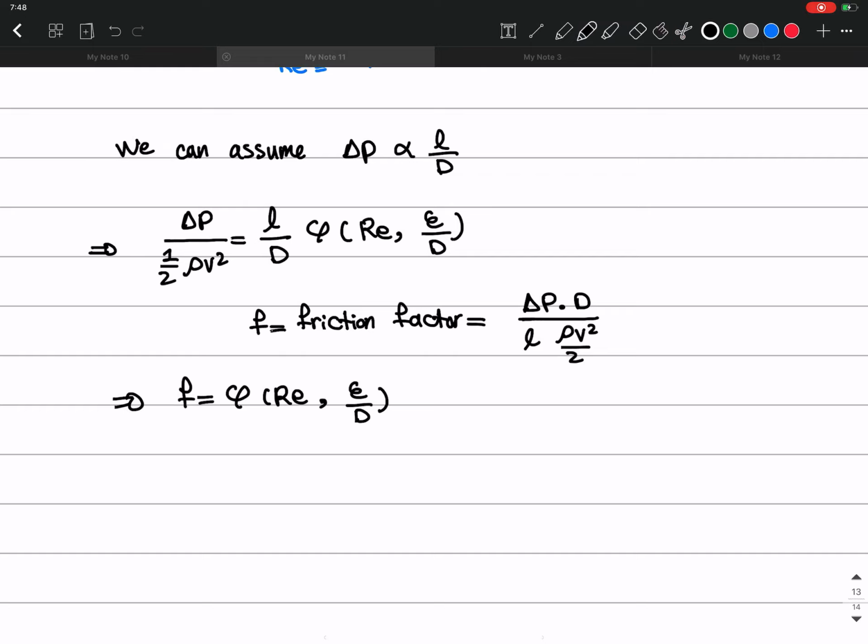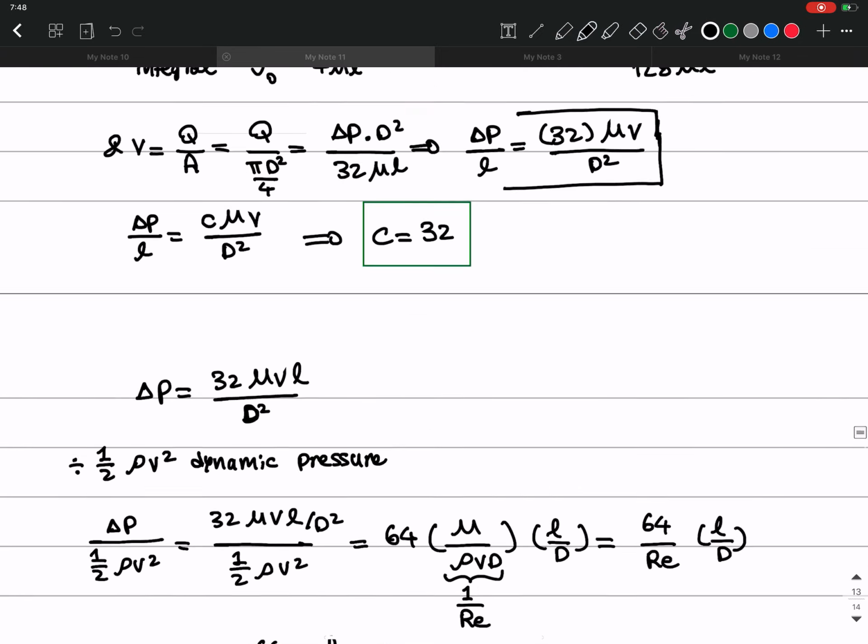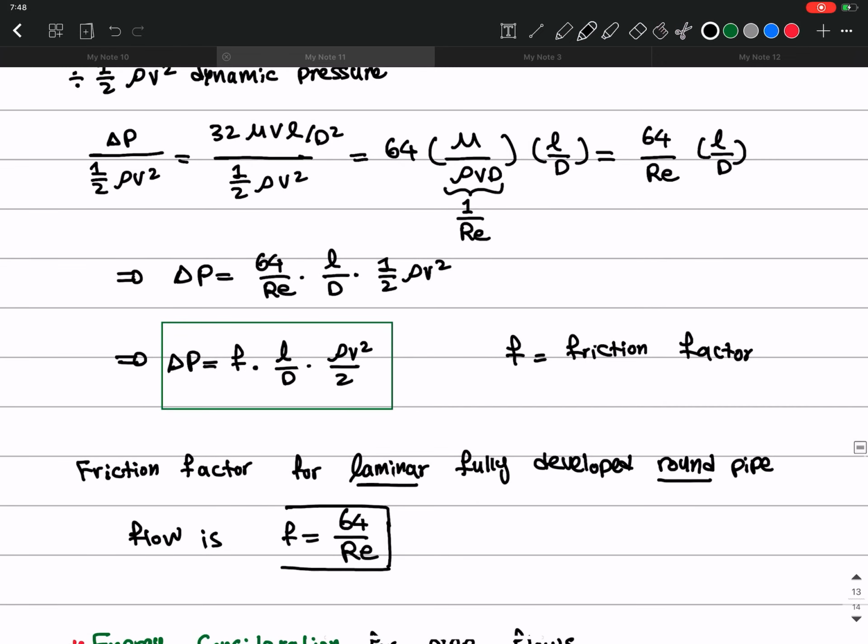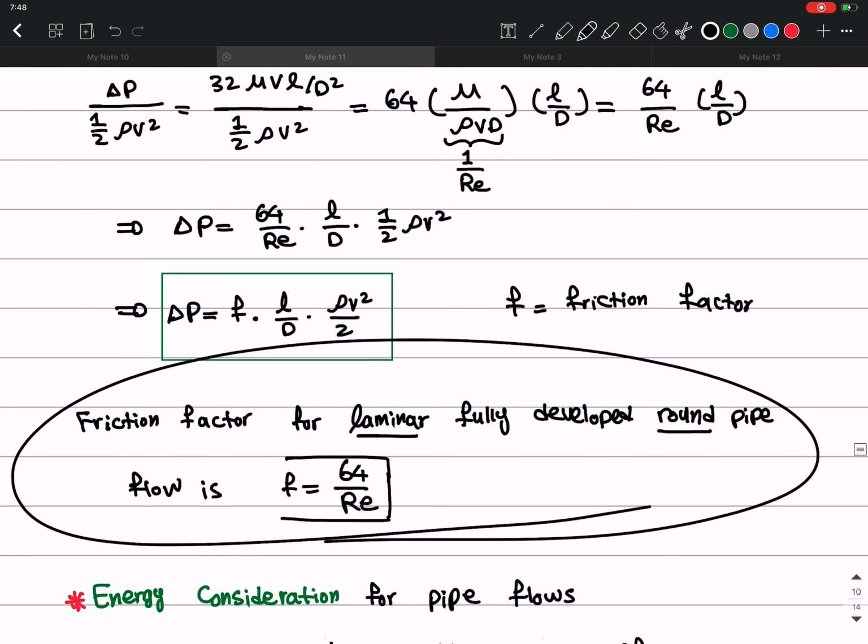Interestingly, we found this friction factor for laminar flow. For laminar flow, what did we find for the friction factor? We already had it here: the friction factor is 64 over Reynolds number, right? We had already defined that.